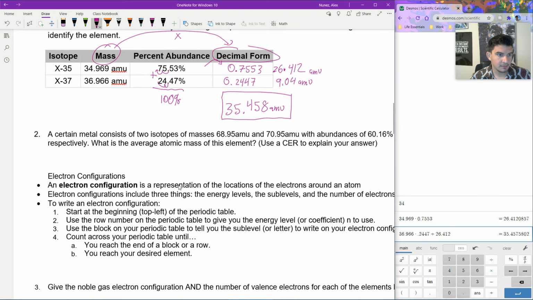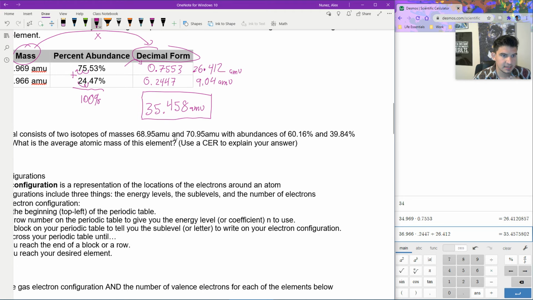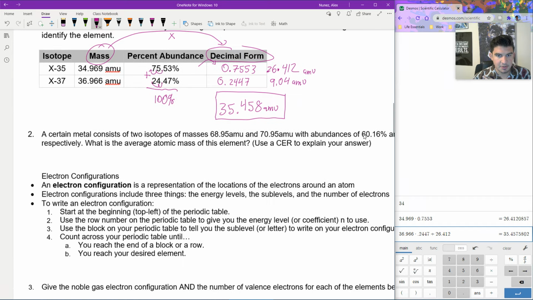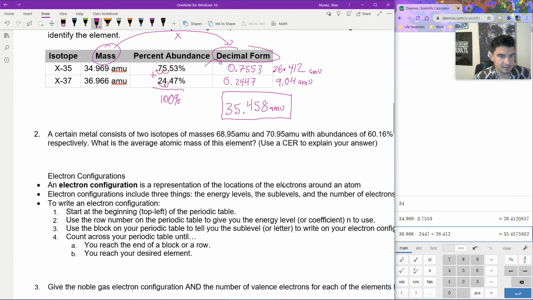Let's check another one. A certain metal consists of 2 isotopes of masses 68.95 AMU and 70.95 AMU with abundances of 60.16 and 39.84% respectively. What is the average atomic mass of this element? And then this one wants us to use a CER, but I just want to show you guys the math for today.